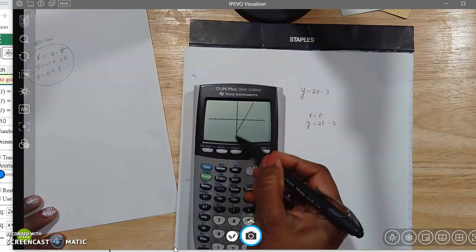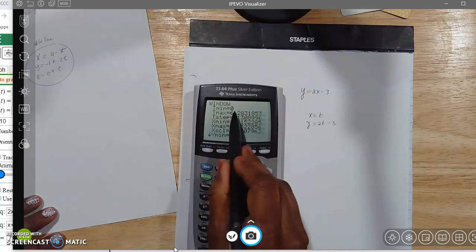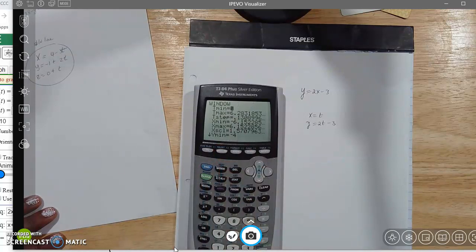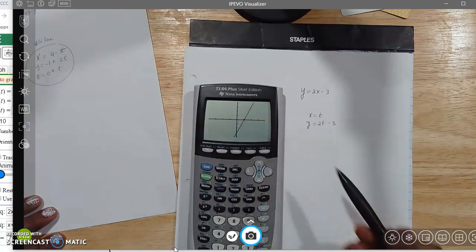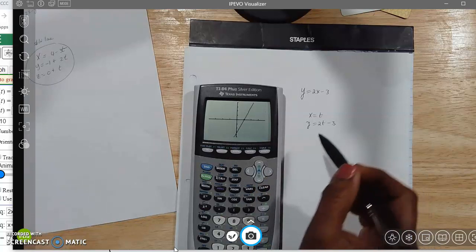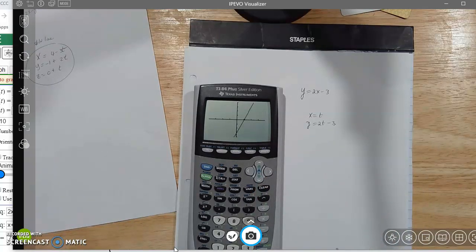Notice the graph doesn't go on forever because of our t min and t max. So I could increase that and make it like negative 10 to 10. Then that line will actually go longer. Okay, so that's parametric form in 2 dimensions.